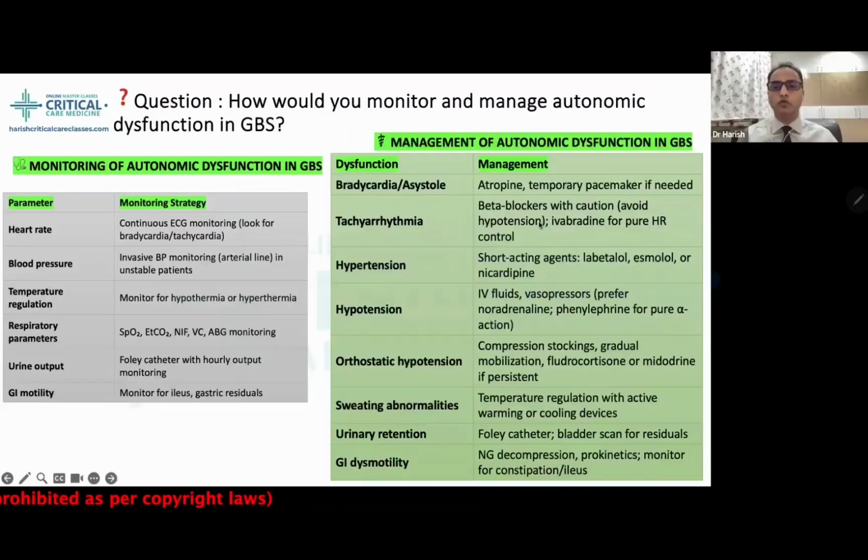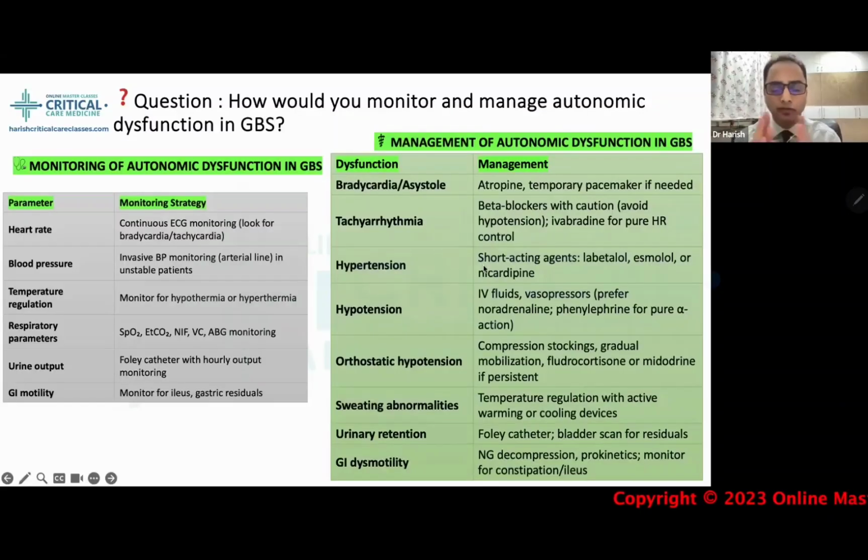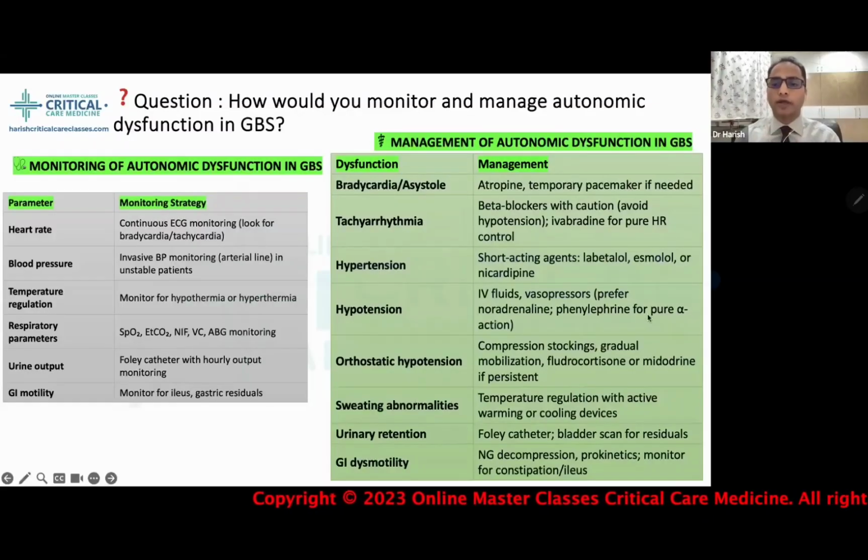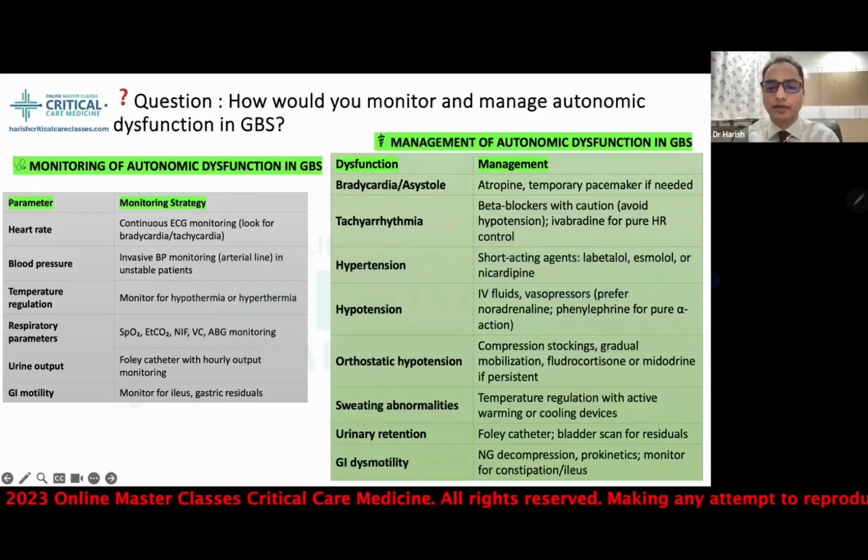For tachyarrhythmia, we can use a beta blocker with great caution. Avoid hypotension. We can use ivabradine if the problem is purely the heart rate. If the patient has hypertension as part of autonomic instability, we can give short-acting agents like labetalol, esmolol, nicardipine, which we can titrate. If the patient has hypotension, volume resuscitation and vasopressors, preferably noradrenaline; phenylephrine can be used for pure alpha action. If they have orthostatic hypotension, use compression stockings, gradual mobilization, fludrocortisone or midodrine.